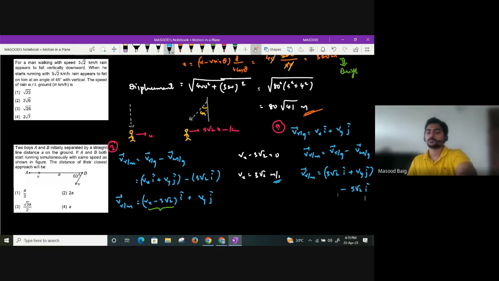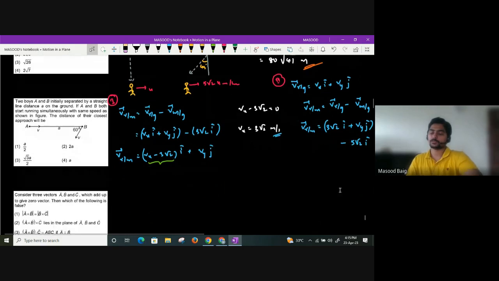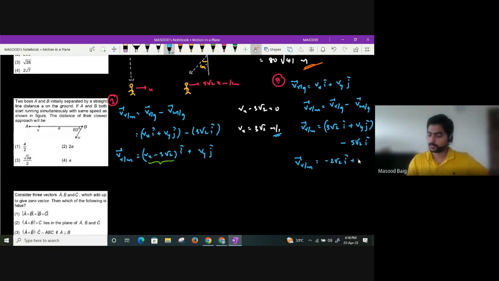Okay. Now if you see, what is the velocity of rain with respect to man? What we can write here is 3 root 2 minus 5 root 2. Will I get minus 2 root 2 or not? You'll get minus 2 root 2 i cap plus Vy j cap. Now, how is velocity of rain with respect to man, guys? It is making an angle 45 degrees. So, when will it make 45 degrees? Can I write tan 45 will be equal to y by x or not?